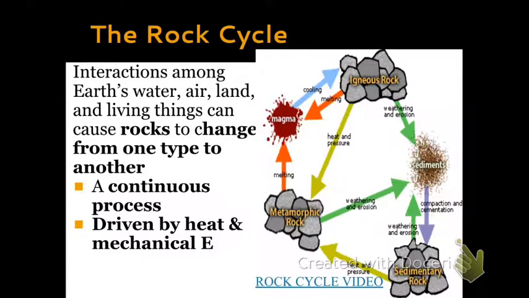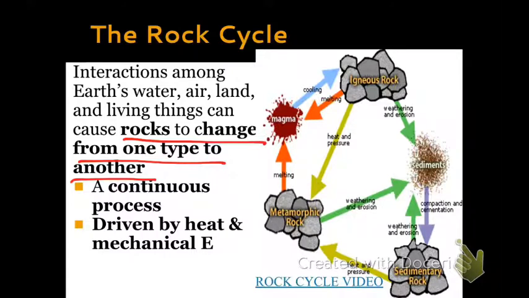Okay, next, the rock cycle. The rock cycle is a continuous process. It's constantly occurring, and it does not go in a circle. Your rock cycle is simply one rock changing to another type of rock. So one rock changing from one form to another. That's all it is. And it's not a perfect circle.